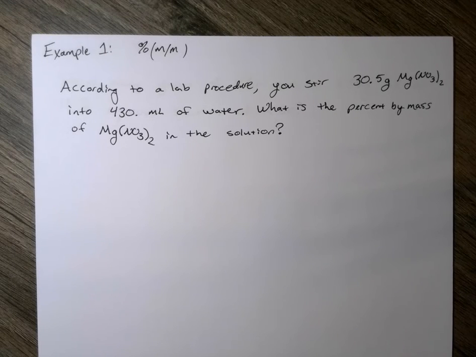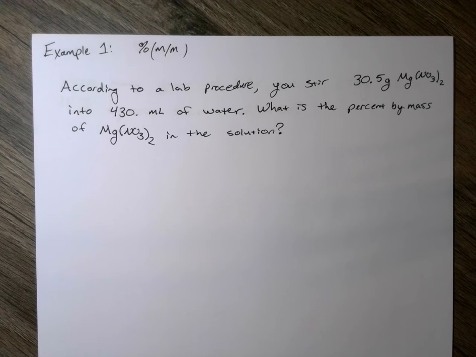In this video, I'm going to go over 3 examples of calculating with percent by mass for solutions. So our first example says, according to a lab procedure, you stir 30.5 grams of magnesium nitrate into 430 milliliters of water. What is the percent by mass magnesium nitrate in the solution?